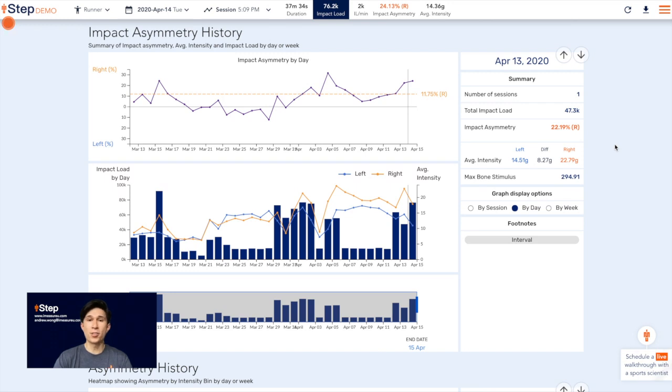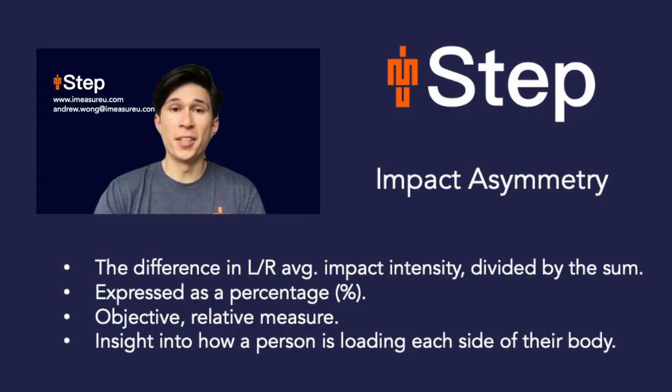Impact load is illustrated as bars in the second graph to add further context to the session in terms of load volume. Impact asymmetry tells us how an athlete is loading their lower limbs during a particular movement, activity, or session. Accompanied with impact load, which tells us how much an athlete is loading themselves, we can paint a much better picture of an athlete's loading history in terms of both volume and quality. Hopefully this has provided insight into how you may be able to use impact asymmetry to further analyze athlete load, and consequently, formulate your own training decisions based on objective measured data from IMU Step.